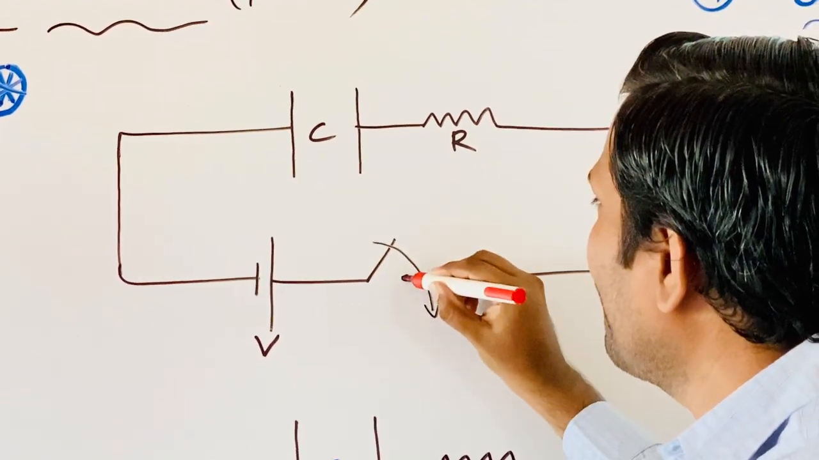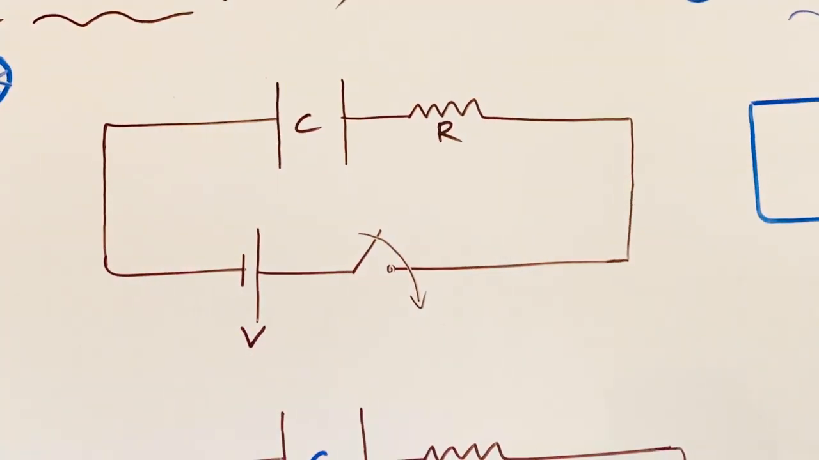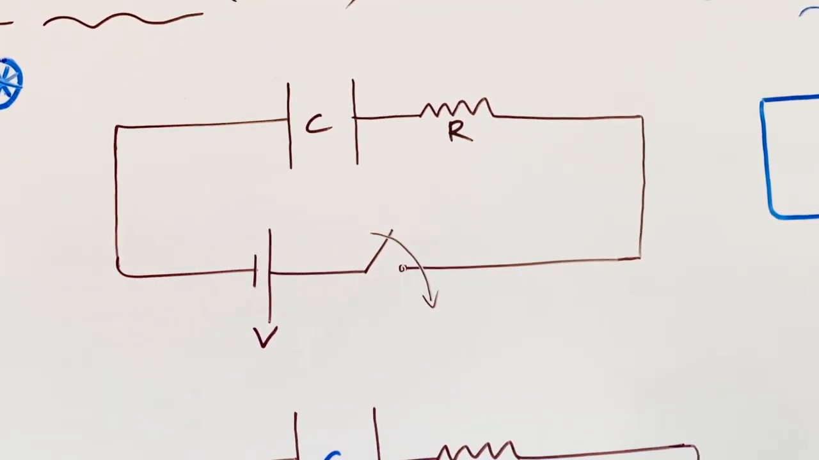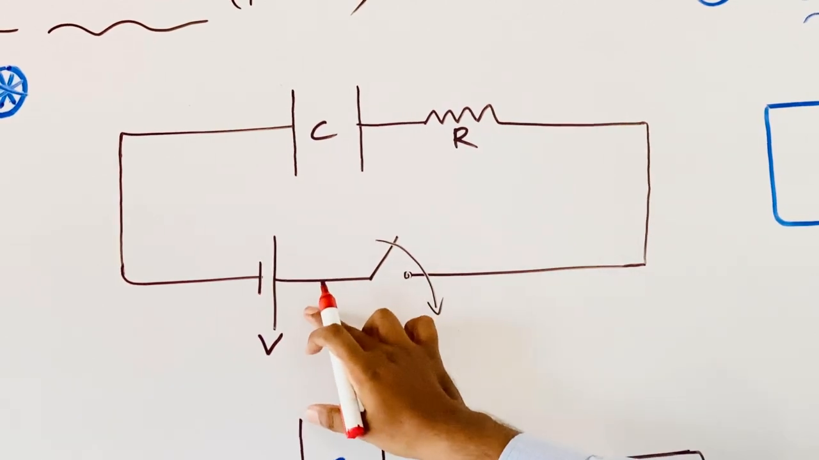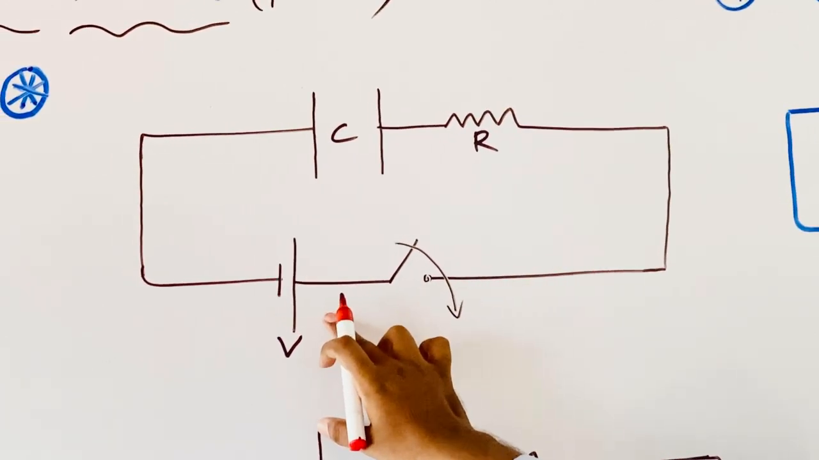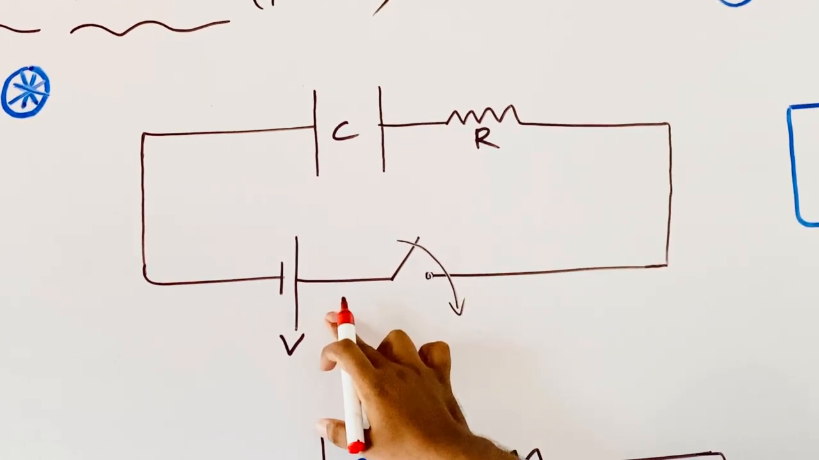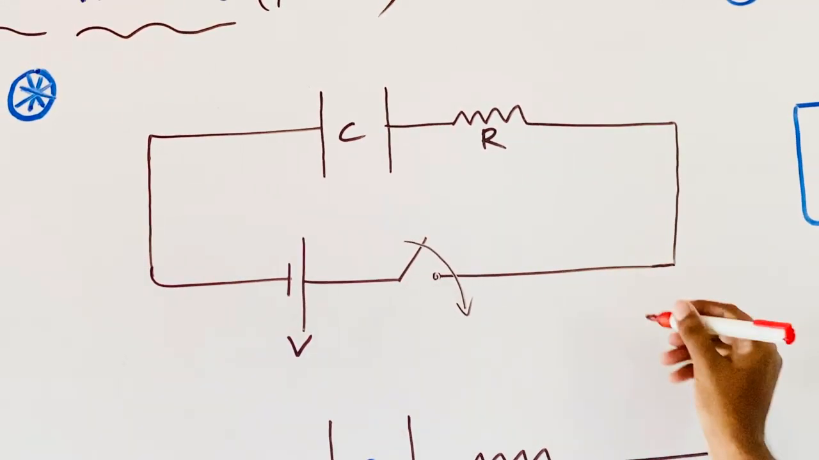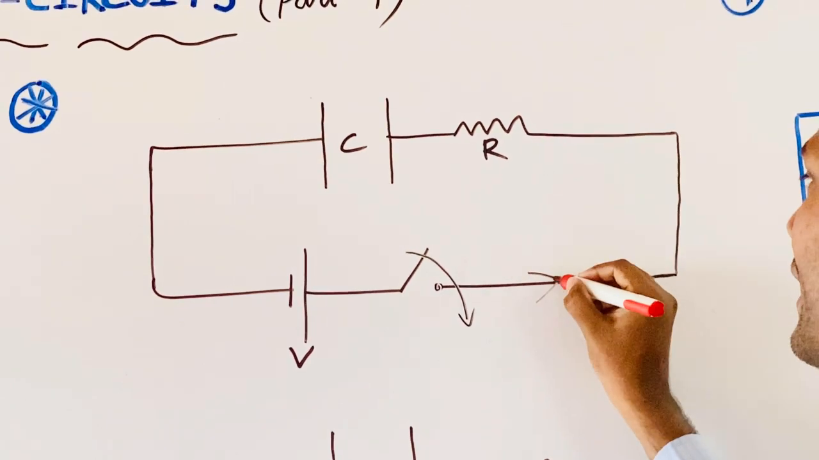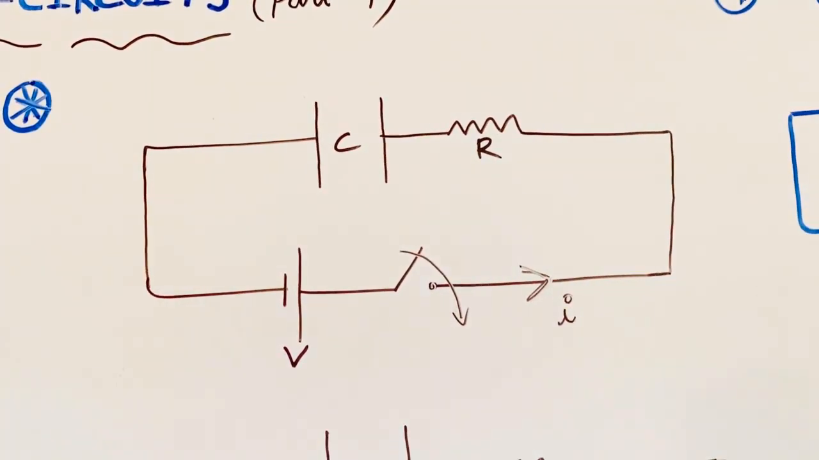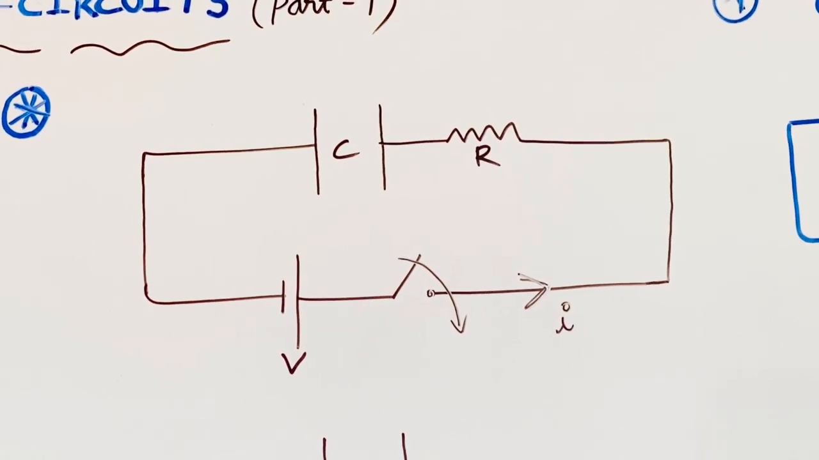Okay, so whenever I am closing the switch, what will happen? Battery will send some current. So this is DC source. Battery is an example for DC source. That's why that battery will provide the DC current. Say battery is providing I amount of DC current.